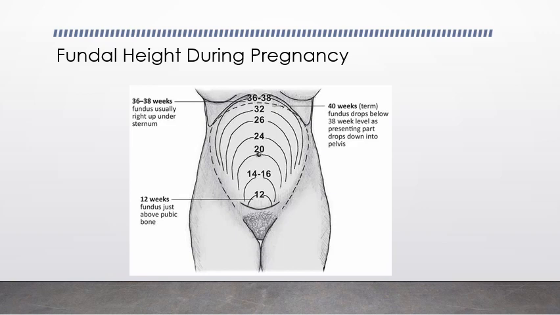Now, when lightening happens, we can expect a decrease in fundal height because more of the baby is down in that pelvis. When the woman experiences lightening, you can expect and you can teach the woman that she might have increased urinary frequency, but her breathing should be easier.